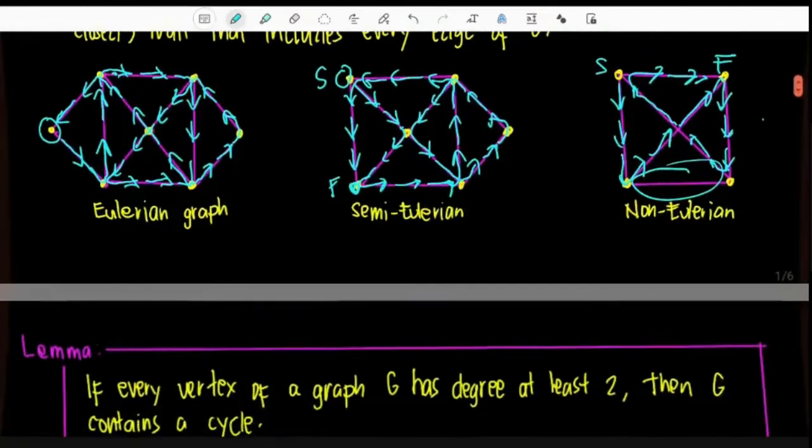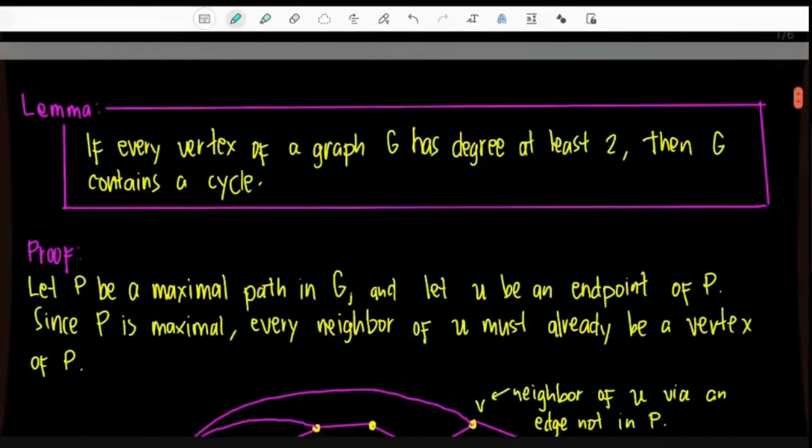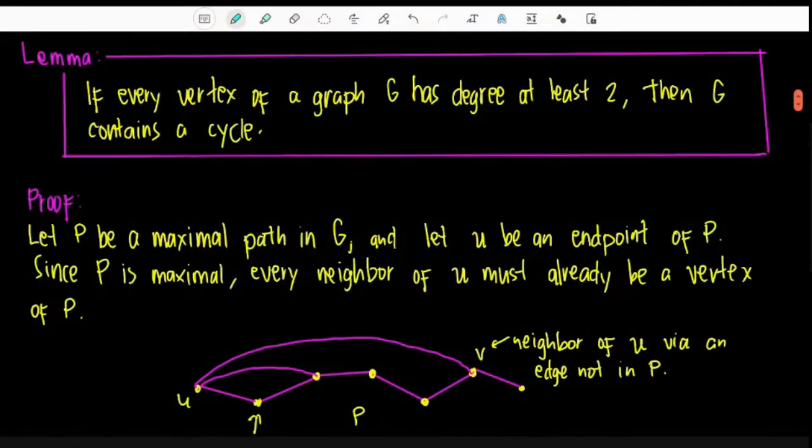Okay. Now, let every vertex of a graph G have a degree of at least 2. Then G contains a cycle. So what it tells us is that if the degree of each vertex is at least 2, then we can always make a cycle from G. This is really easy to show.